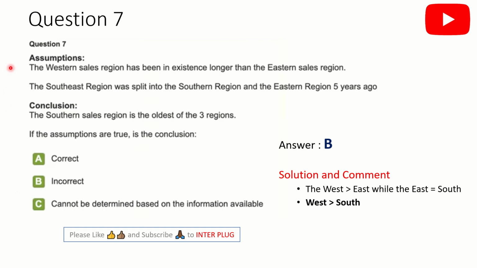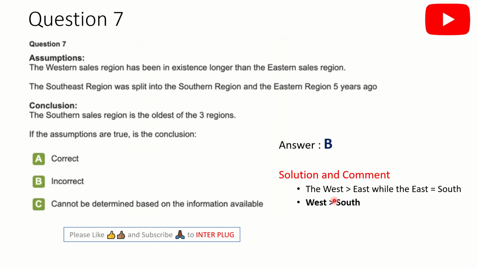So question 7, this is one of those questions where you have a certain number of assumptions and then they propose a conclusion, and you have to tell us if from these previous assumptions you can make the conclusion, okay? So we say, okay, the first assumption is the Western sales region has been in existence longer than the Eastern sales region. The Southeast region was split into Southern region and Eastern region 5 years ago. So definitely the Western comes before the Eastern, and the Eastern and Southern were created at the same moment.